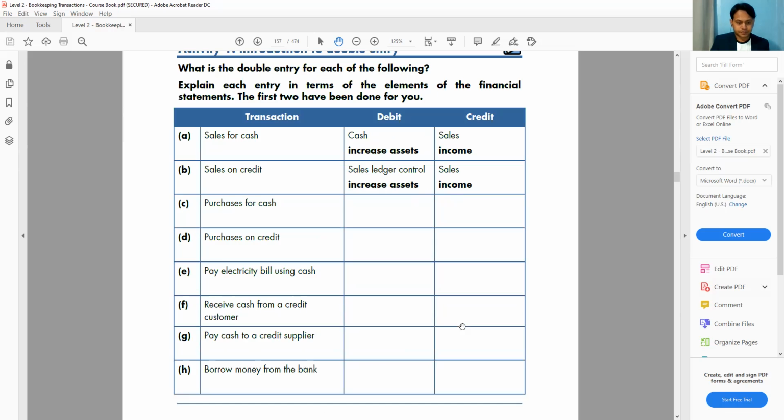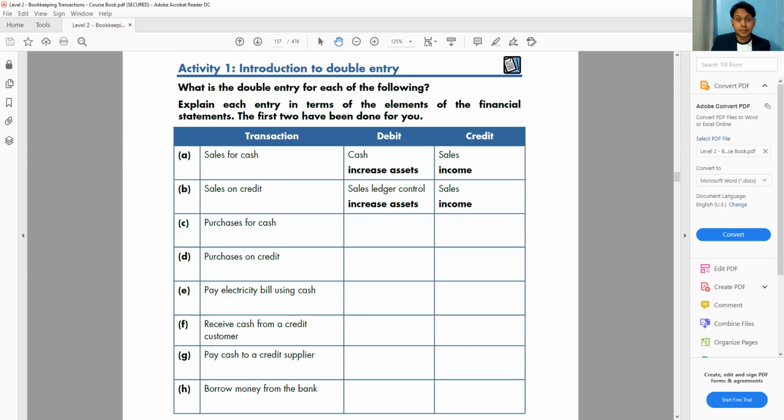Okay, if we look at this example, here it's saying introduction to the double entry. Double entry means two entries. One is debit and one is credit.